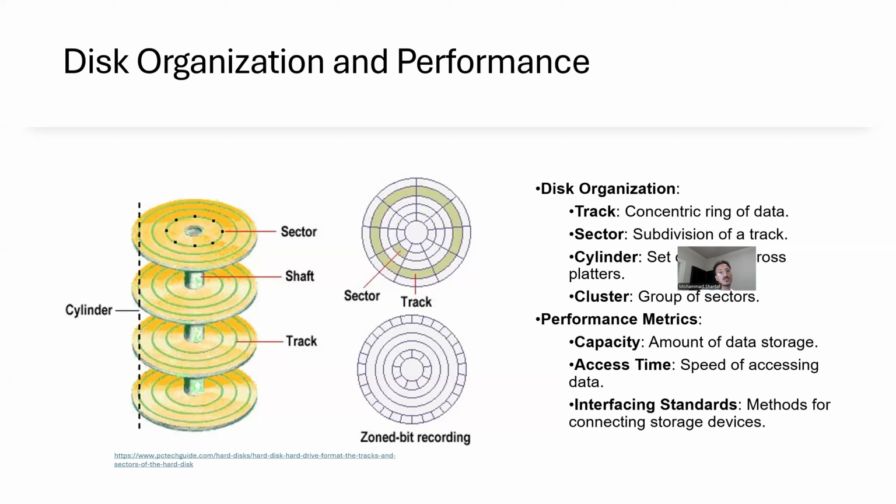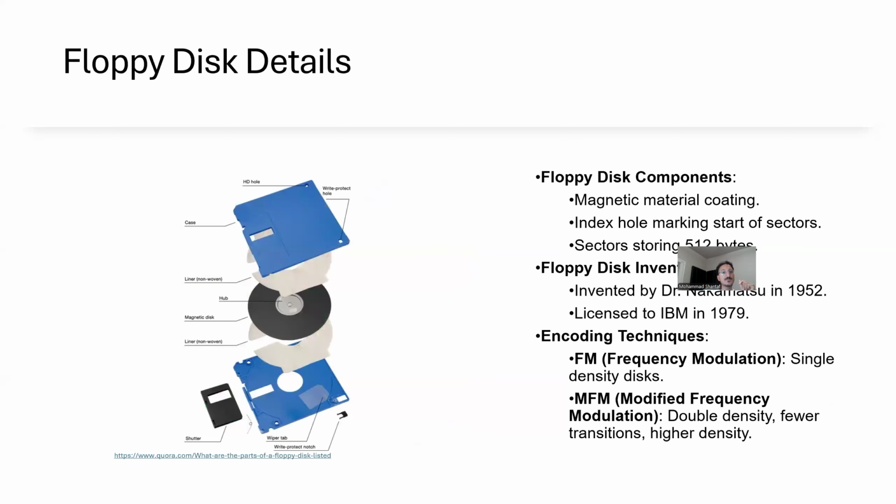Next, we're going to be talking about floppy disk details. As the components of it, there's the magnetic material coating, the index hole, and the sectors storing 512 bytes. However, it can vary, it can have more or fewer bytes, depending on the type of floppy disk. Over here we have all the components. I'm sure that we're not required to know all of these components, but those are also good to know.